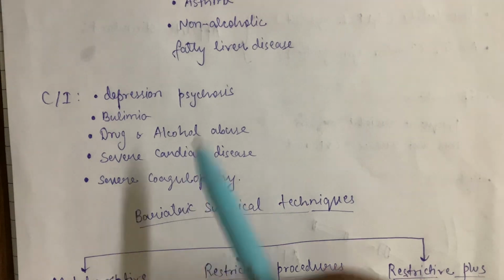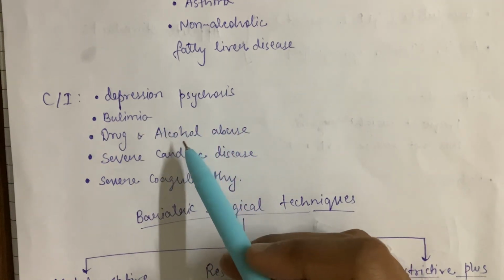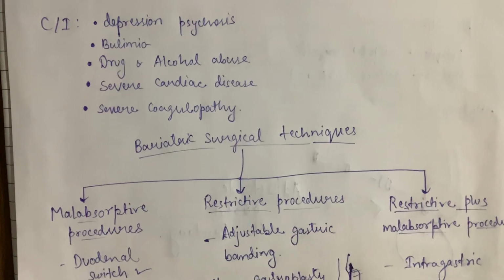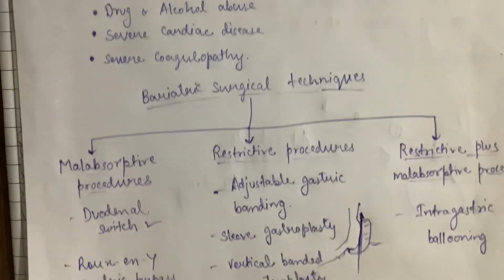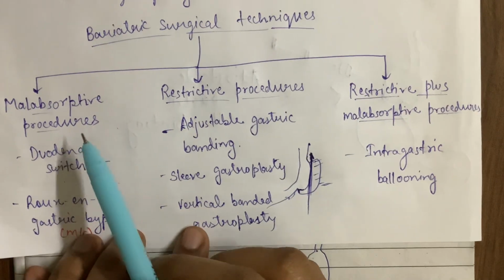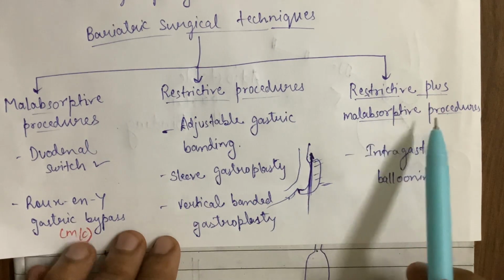Contraindications of this surgery are depression, psychosis, bulimia, that is an eating disorder, drug and alcohol abuse, severe cardiac disease, severe coagulopathy. Techniques of bariatric surgery. There are 3 techniques: malabsorptive procedures, restrictive procedures, and restrictive plus malabsorptive procedures.